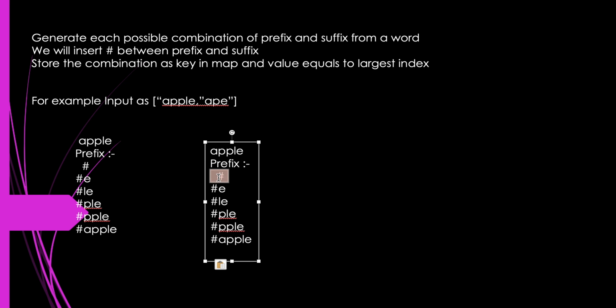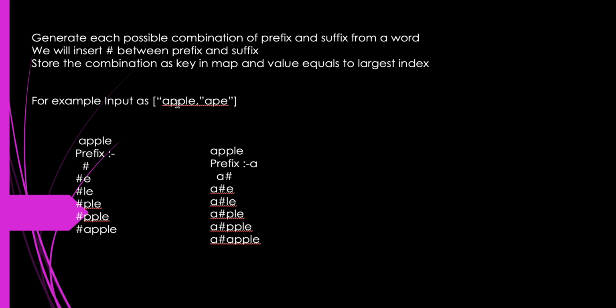And after generating all the possible combinations, we will store these in a hash map as key, and value will be its index in the input array. So key will be all these possible combinations and value will be 0, as the index of apple is 0 in the input array.